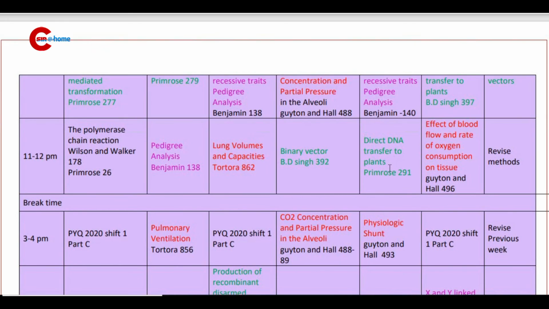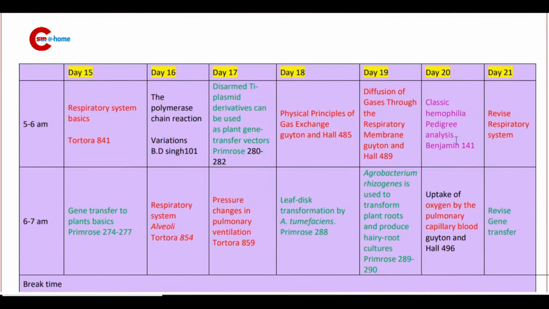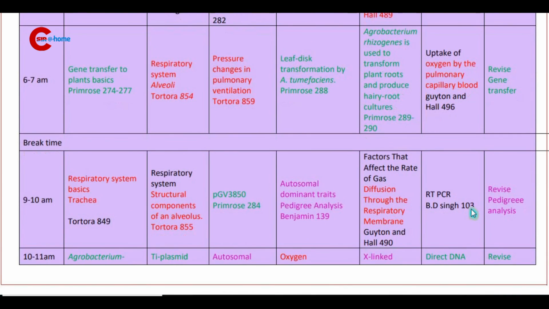Then day 20, hemophilia, pedigree analysis, Benjamin 141. Then 6 to 7 a.m., uptake of oxygen by pulmonary capillary blood. Which book to refer? Guyton.